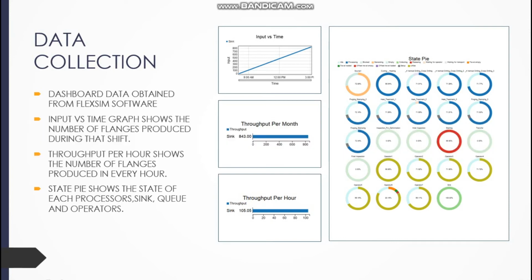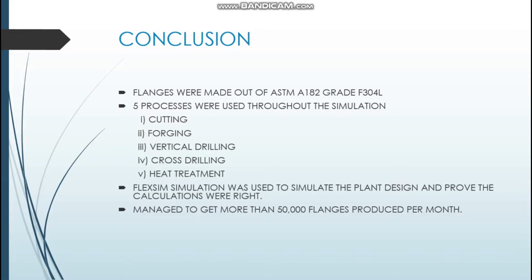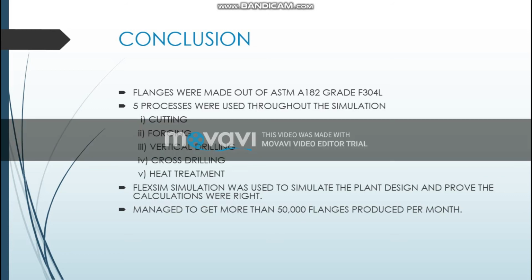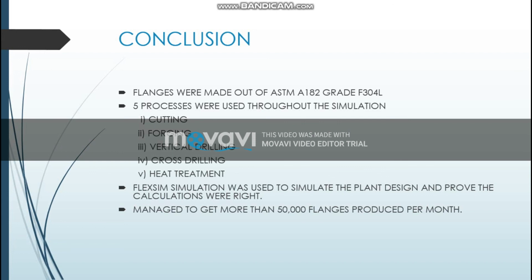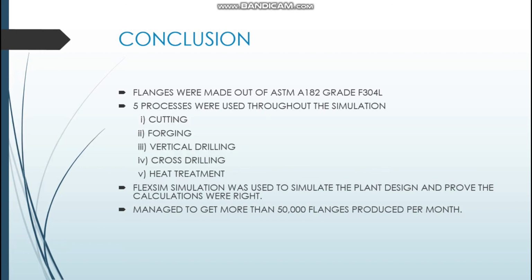Finally, the conclusion is we managed to reach the goal of the project, which is to produce more than 50,000 flanges per month. But the results obtained in the FlexSim software differ from the calculation, because we had a model limit in the software used where we did not insert the right number of machines, and we had to redesign our plant. And also FlexSim does not consider scrap rate in the manufacturing plant. So that's all from us. Thank you.